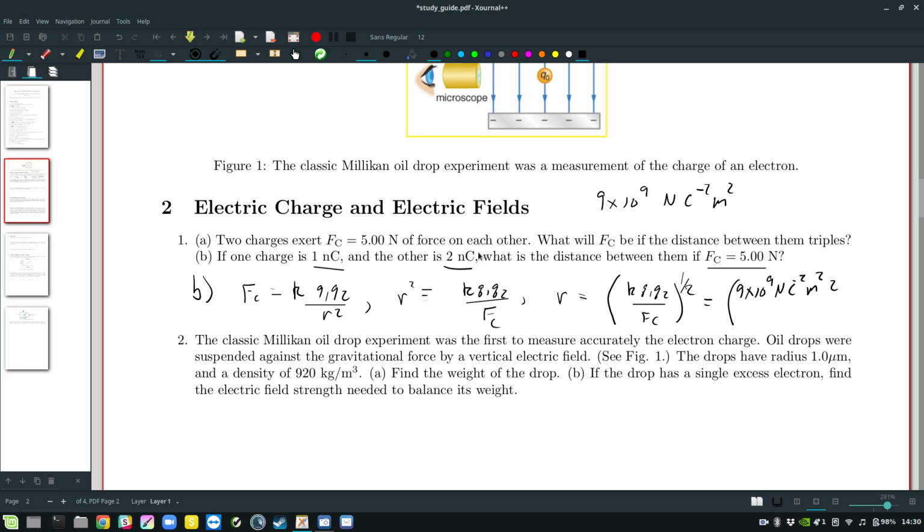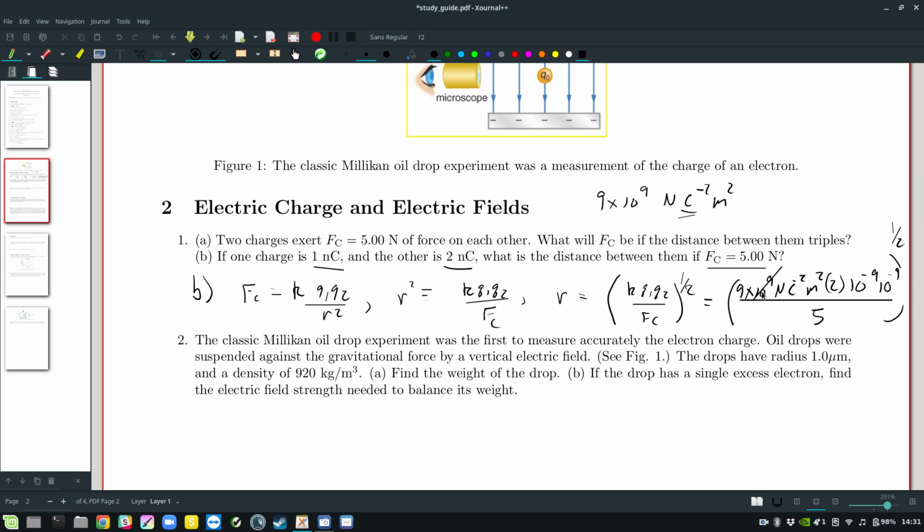But then they were nanocoulombs. So if we want to work with coulombs here, we have to have just coulombs and not nanocoulombs. So there's a 2, and then we have 10 to the minus 9 for Q1, if we were to convert it from nanocoulombs to coulombs. But then we have another factor of 10 to the minus 9 as well for the other Q. And then we're dividing by 5 newtons only, and taking the square root.